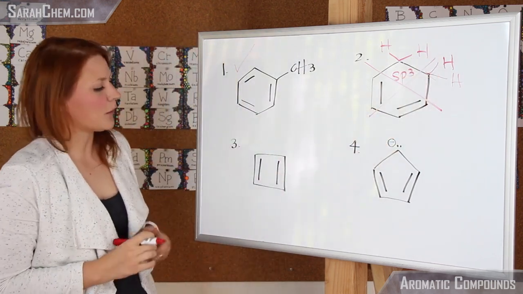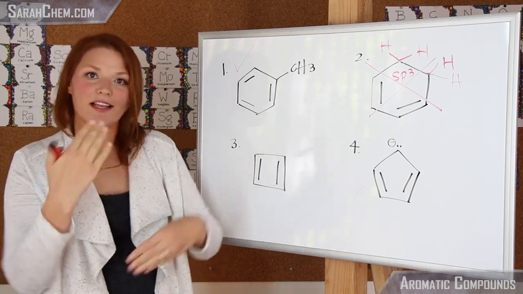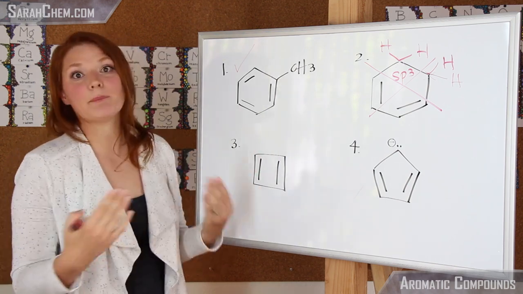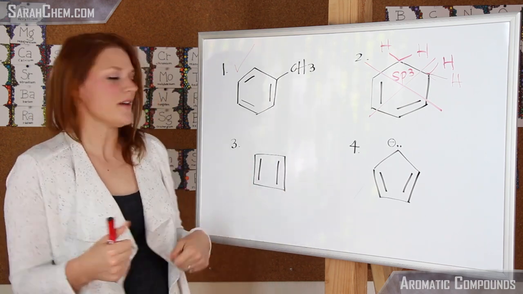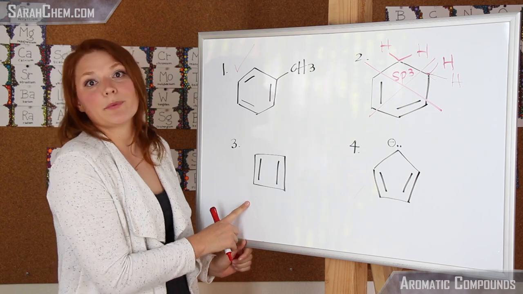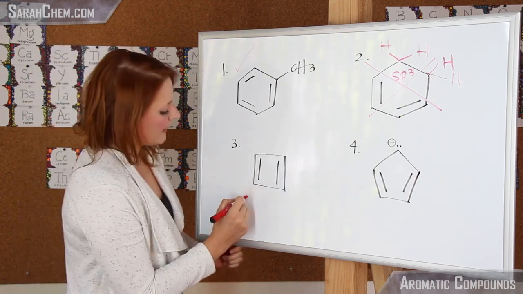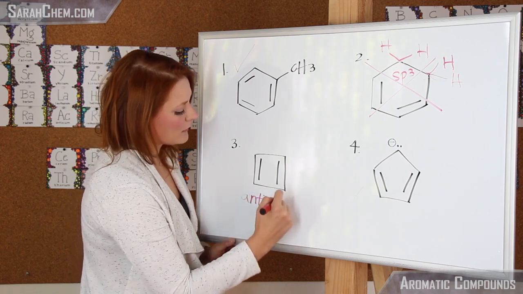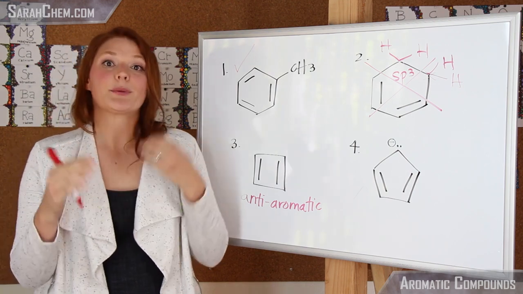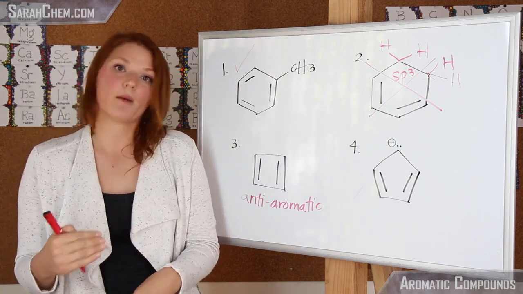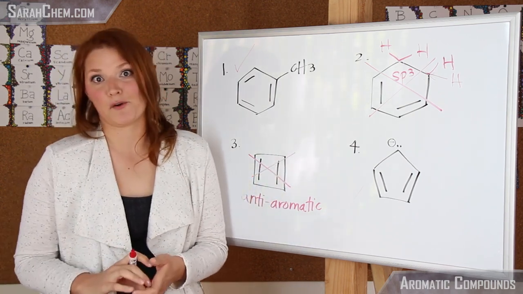Let's try again on the third one. So here, cyclic, it is. It may look like a square, but that's still a cyclic compound. The second criteria, planar. All of these carbons are sp2 hybridized, so we're doing well so far. The third criteria, an odd number of pi cloud electrons. In this case, we actually have 2. So this would be a different kind of compound, and it would be called anti-aromatic. So whereas aromatic compounds are particularly stable, anti-aromatic compounds are particularly unstable. So this would definitely not fall in the aromatic category.